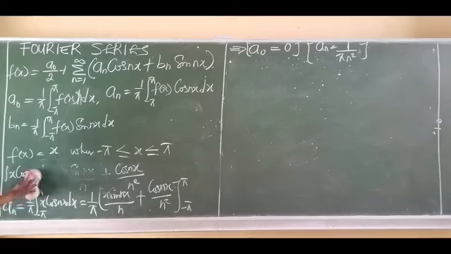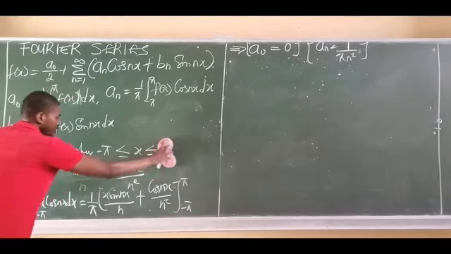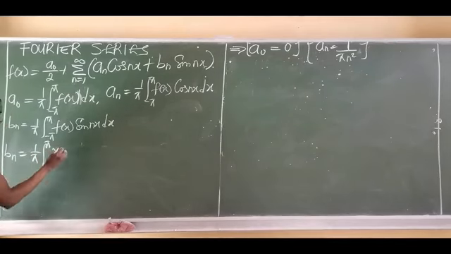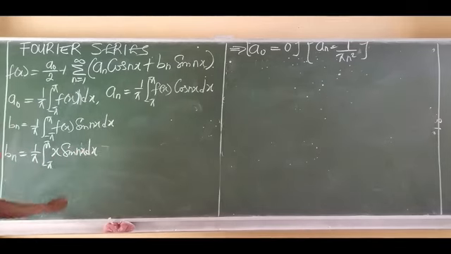Not forgetting the function f of x is x. The limit remains from minus pi to pi. So b_n is equal to, remember, 1 all over pi, integral from minus pi to pi, f of x, which is x, sine nx times dx.